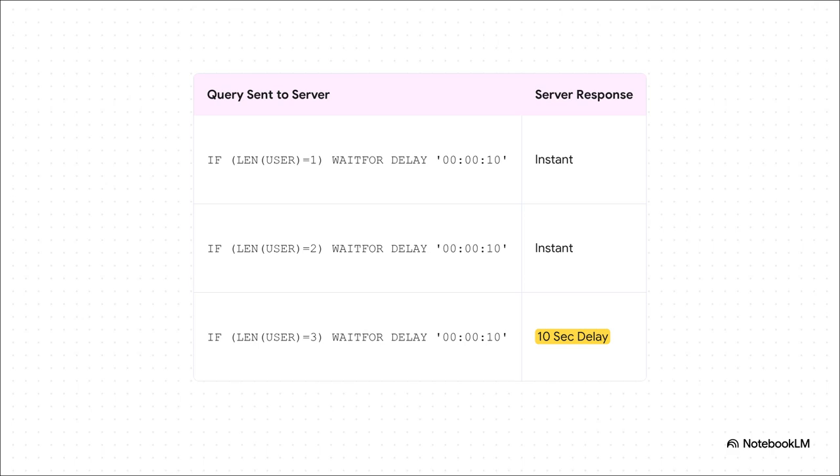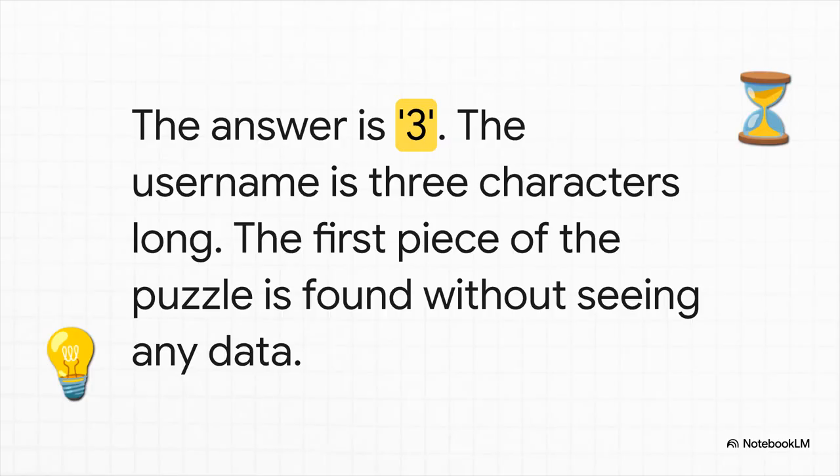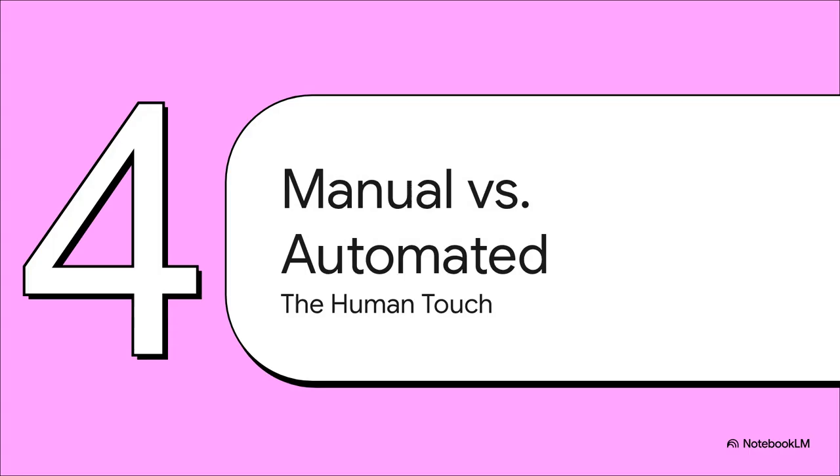And suddenly, the page just hangs. It waits for 10 seconds before it finally loads. And bam! Just like that, without seeing a single piece of data, the attacker gets their first clue. They now know for sure that the username is 3 characters long, just by watching the clock. And from here, they can just repeat the process, 1 character at a time, until they've reconstructed the entire name. It's genius, really.